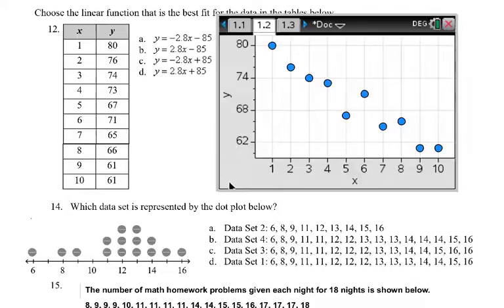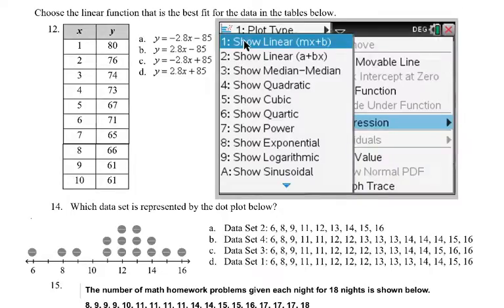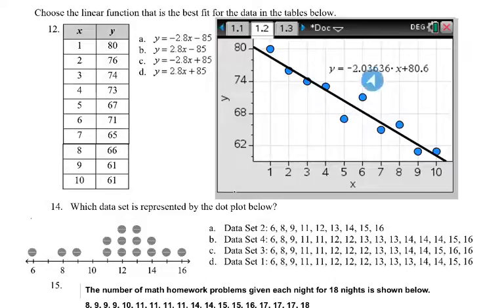So we could just stop right there and say, okay, so it's going up here, so it's going to be a positive 85, so it's either C or D, and then it's going down, so my slope negative 2.8, it's got to be C, okay. Or I could do this. I could hit Menu, and then I'd go down to Analyze, then to Regression, and then put Show Linear. And then I could try to match it up. So this is negative 2.8 plus 80, so it's different than their line, but it helps me see what should be negative and what should be positive. So the answer is C.